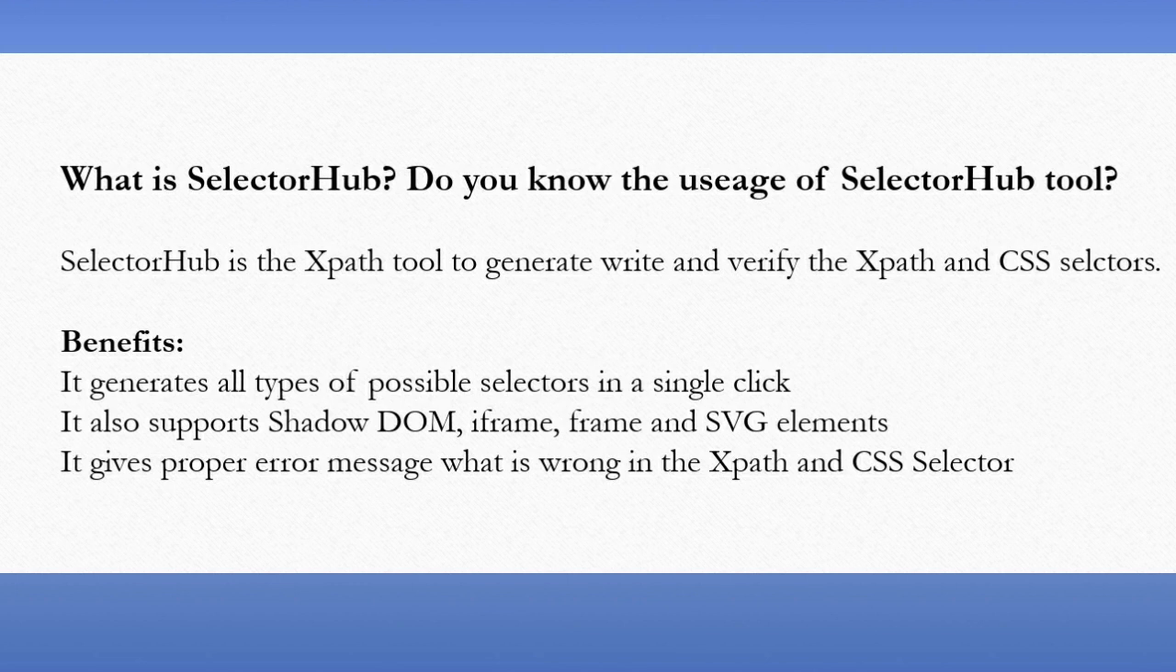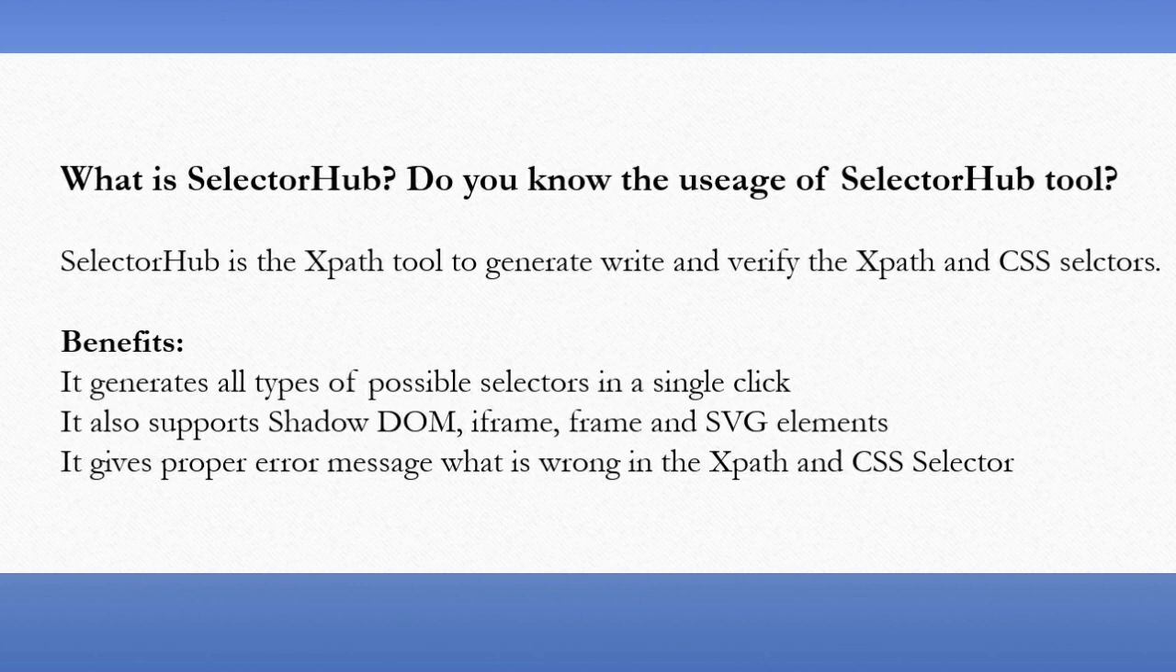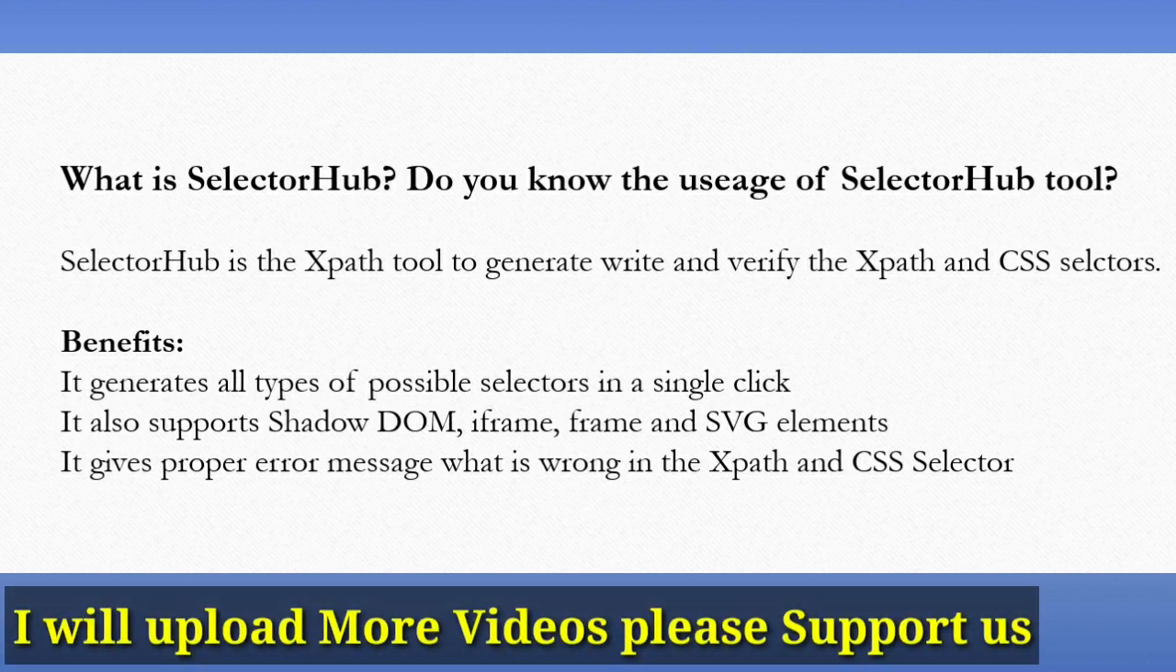The answer is Selector Hub is the XPath tool to generate, write and verify the XPath and CSS selectors. So it is just like a ChroPath tool, to find and verify the XPath and CSS selectors. Okay. So now let us see the benefits of Selector Hub.